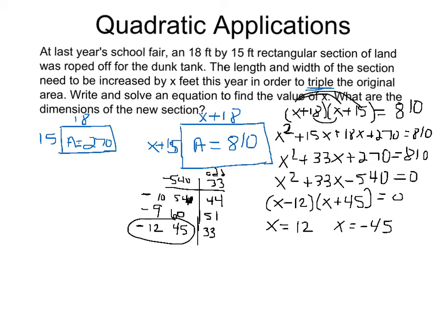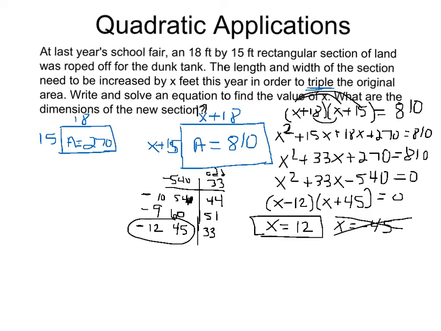If we think about this problem, if I made x a negative 45, that would make me have negative side lengths. So this x value doesn't make sense in my problem. So we know that x is equal to 12, which is the first thing it asks. It asks the value of x, so we'll add 12 feet to each side. And then we need to find the new dimensions.